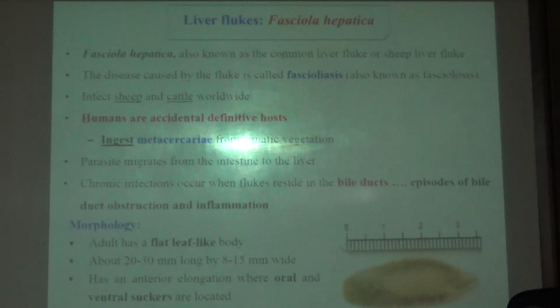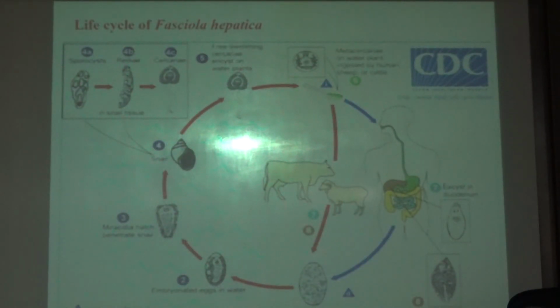The adult has a flat, leaf-like body. They have oral and ventral suckers. As you can see, metacercaria sometimes can go inside the body. This is the infective stage, metacercaria, and the diagnostic stage is when we see the unembryonated egg.